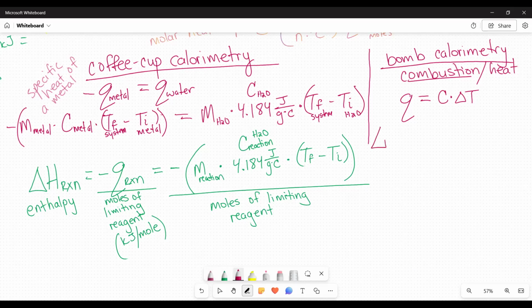And now I'll show you what's really going on. Delta H of the reaction is equal to negative Q is equal to negative CΔT. Don't forget that negative sign. And we don't have moles of limiting reagent in our life. So our unit over here is just joules. Just joules. It could be kilojoules, but we don't have mass involved in bomb calorimetry. Okay, so we're going to stop right here and do some practice problems with this stuff.